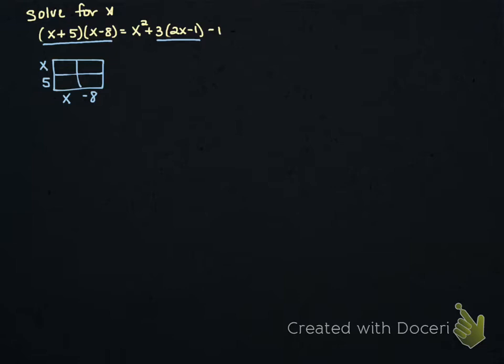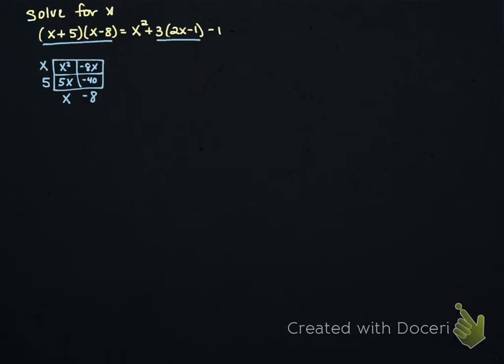In the top left corner, we will multiply x by x, which will give us x squared. The one right below it, we will multiply 5 times x, which will give us 5x. The top right, we'll multiply x times negative 8, which will give us negative 8x. And our last box, we're multiplying 5 by negative 8 to get negative 40.